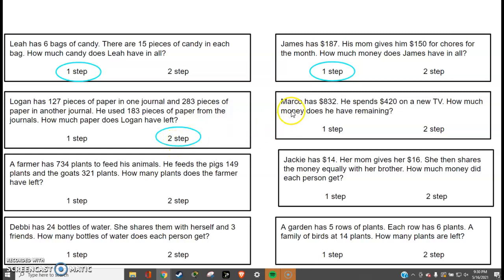The next question says, Marco has $832. He spends $420 on a new TV. How much money does he have remaining? One step or two step? That's right, it's going to be a one-step problem.